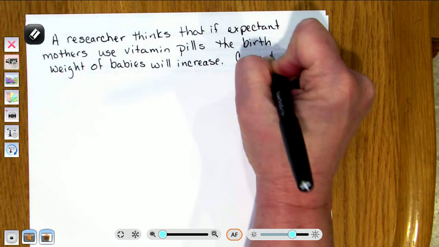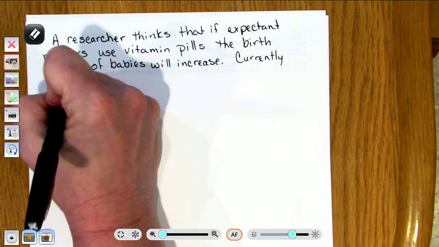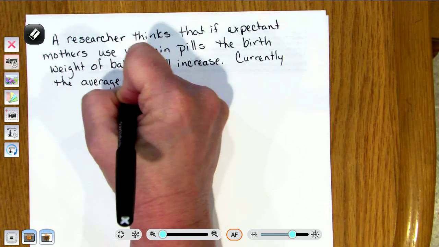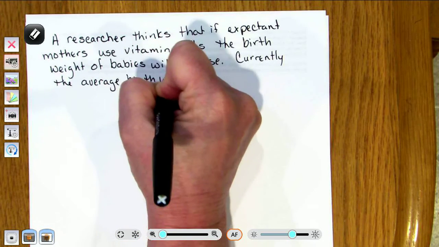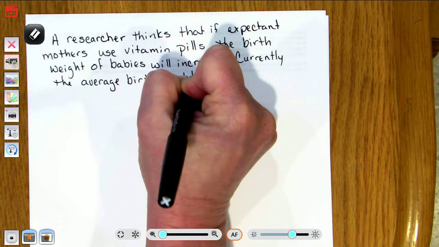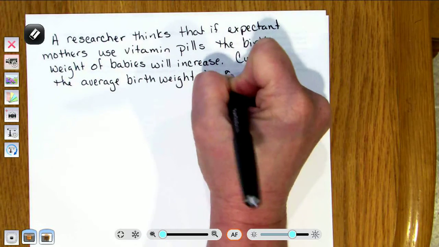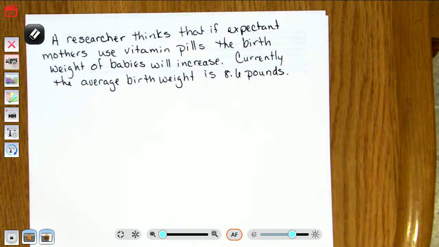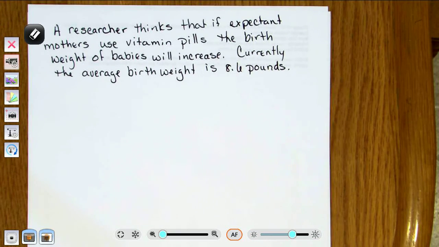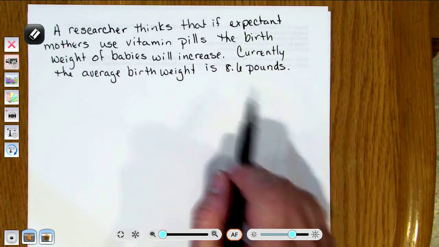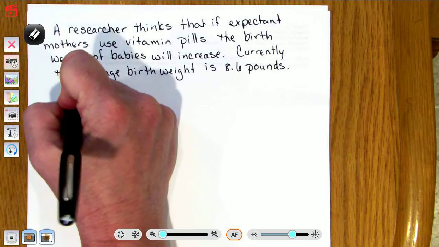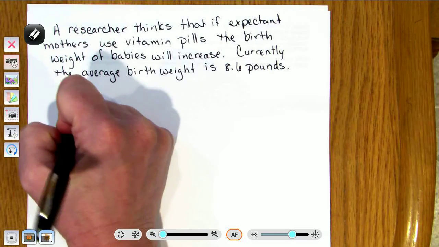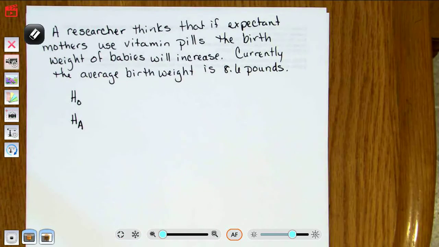Currently, the average birth weight is 8.6 pounds. And I'm making these numbers up, so I don't know if it's really 8.6 or not. Okay, and we want to talk about our null hypothesis and our alternative hypothesis.